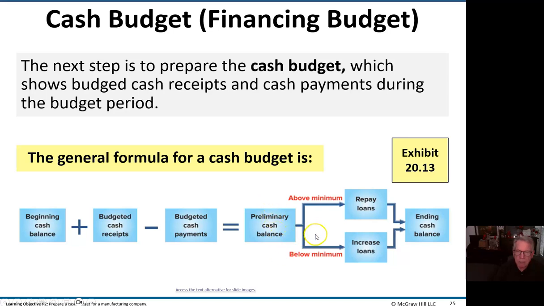Now, if we are above the minimum that we want in our preliminary cash budget and have a little extra money, we can repay some of our loans. However, if we're below where we want to be as our minimum, we would have to increase our bank loans. And after that has been computed, we would have our ending cash balance.